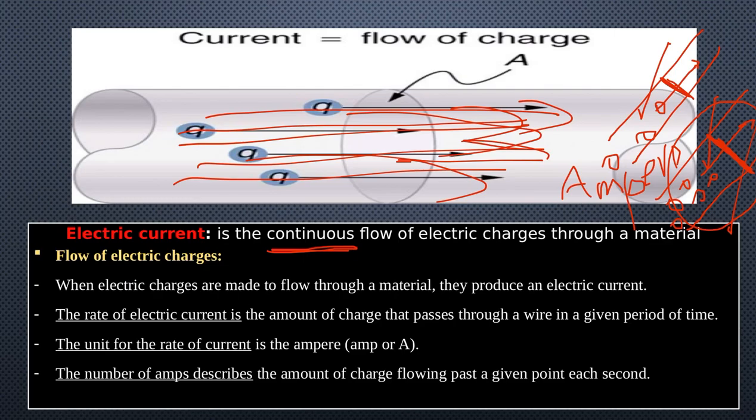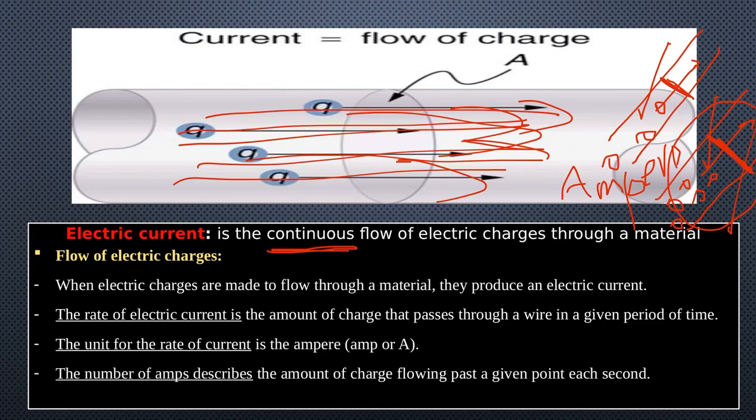Right? Ampere is named after the scientist who discovered this unit. Fine? So when I say, for example, that we have an electric wire of 100 amperes, what is the meaning of this? It means that 100 charges will pass through a certain point in the wire in 1 second. If there is another wire with 500 amperes, what does it mean? It means that 500 charges will pass through a certain point in the wire within 1 second.